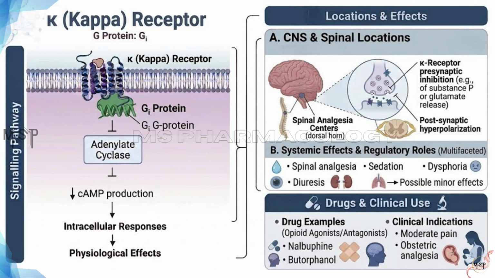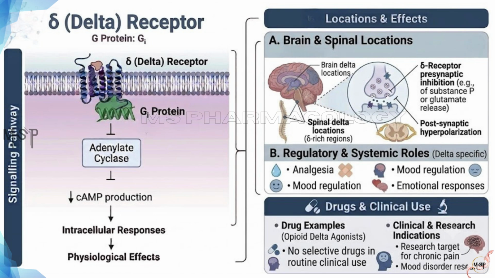Next is the kappa receptor. Like the mu receptor, kappa receptors are also coupled to GI proteins and inhibit adenylyl cyclase, resulting in reduced neurotransmitter release. They are found mainly in the brain and spinal cord. Activation of kappa receptors produces spinal analgesia, sedation, dysphoria, and diuresis. Drugs such as nalbuphine and butorphanol exhibit kappa receptor agonist activity and are used for moderate pain, particularly in obstetric analgesia.